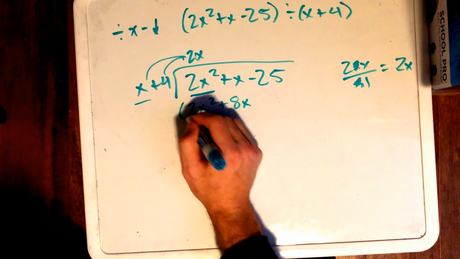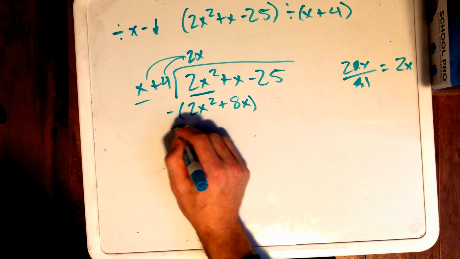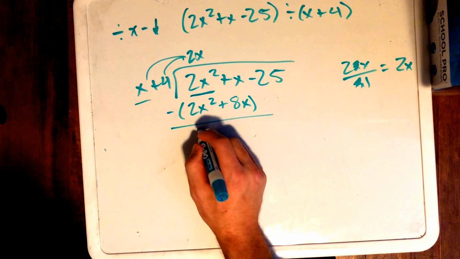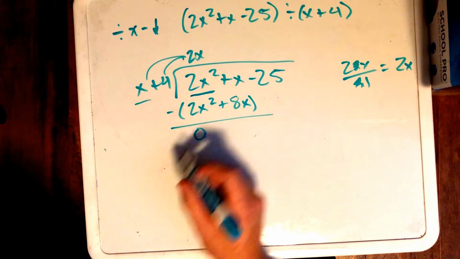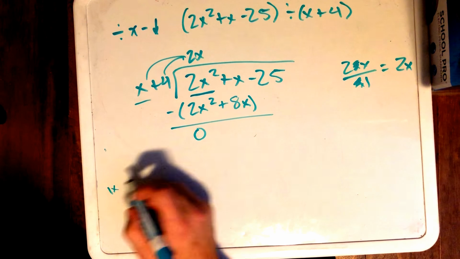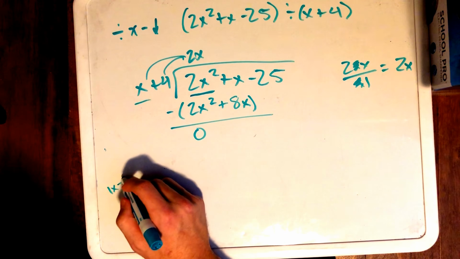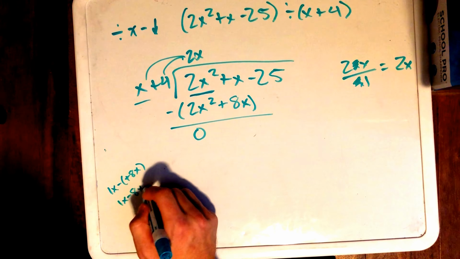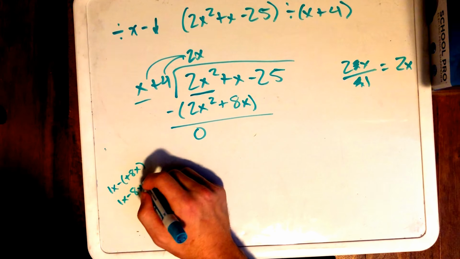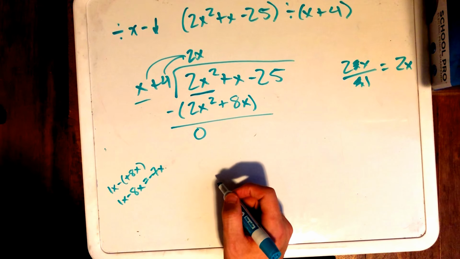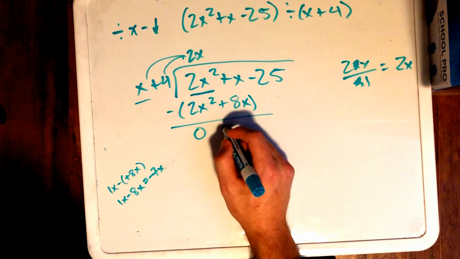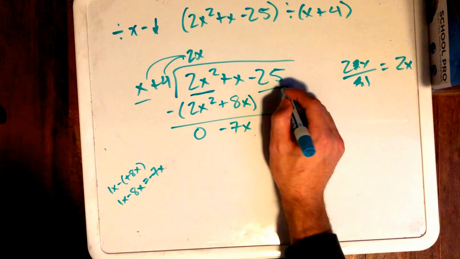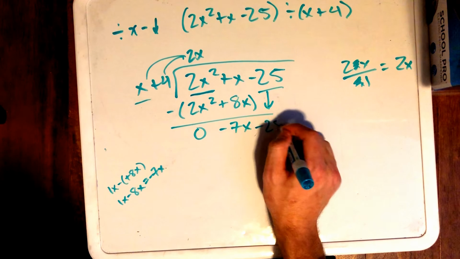So now we want to do our subtraction. We put this in parentheses. We subtract it. We have 2x squared minus 2x squared gives us 0. And we have positive x. Okay, so we have like 1x. And we're subtracting a positive 8x, which is the same as 1x minus 8x. And so we know that that's going to be a negative 7x. Okay, so we have a negative 7x over here. And we've done our subtraction, so now we want to bring down whatever's left over, which is our 25.